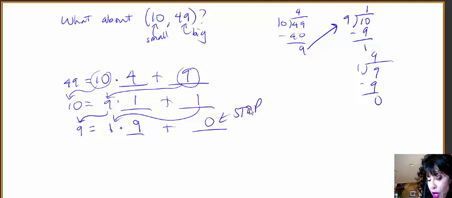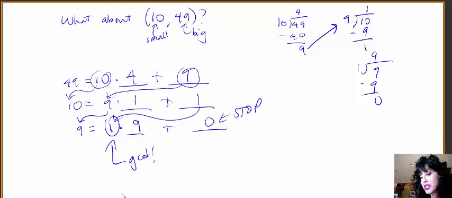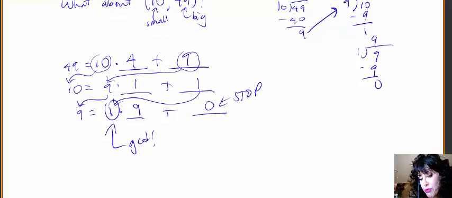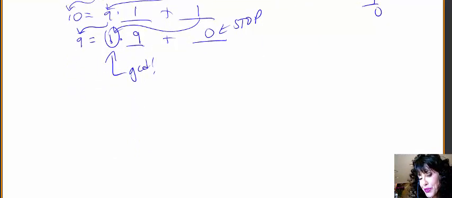Remember, that's when you stop. Who was the last guy that was in the small location? It was a 1, and so he's the GCD. So these two numbers that are relatively prime, the Euclidean algorithm works just as well.